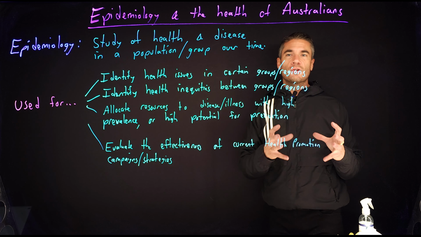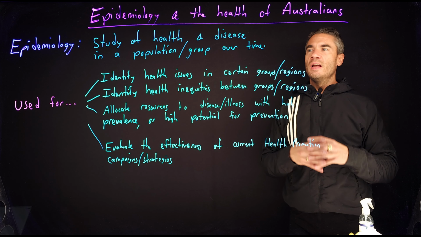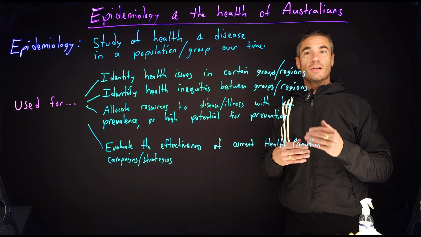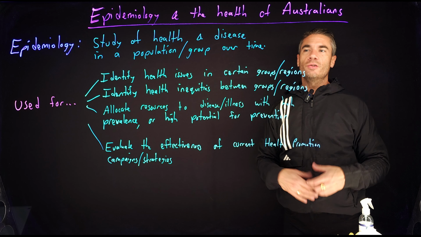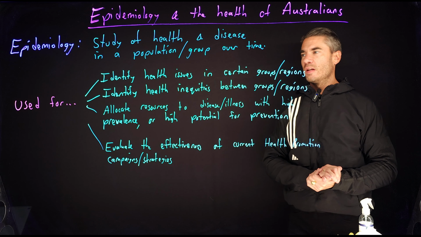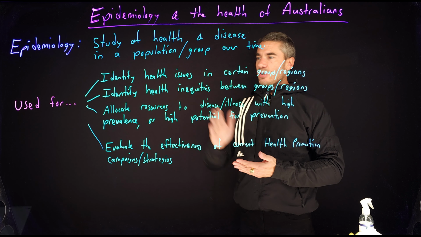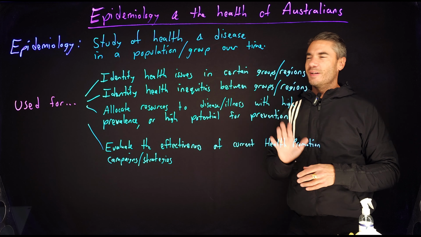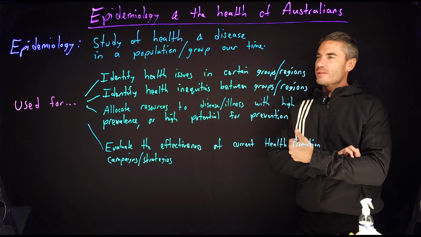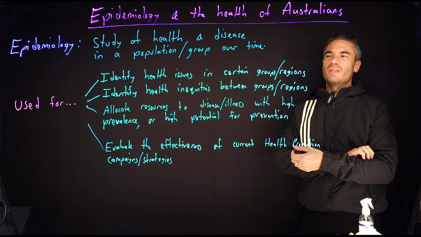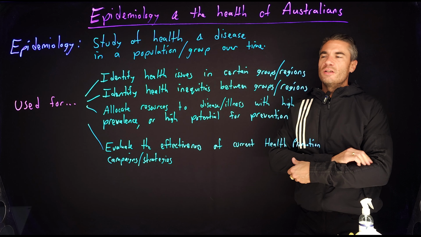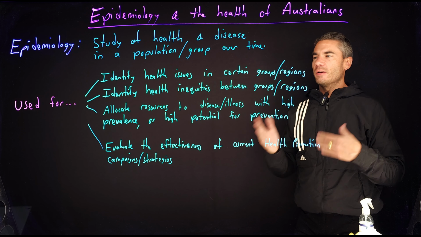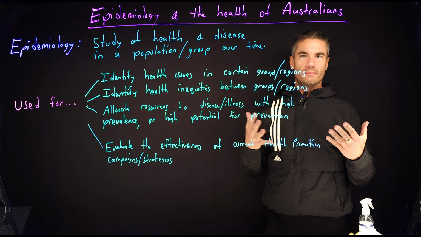You pick a certain group or a population of people, and then you can monitor health, so levels of health, good health and bad health, over time. So we use this data to do a variety of things. There are more reasons than this, but these are probably the most important reasons. So our first one, we've got identifying health issues in certain groups and regions. So for example, the big one, which I always go back to because it's all very fresh in everyone's mind, is COVID-19.